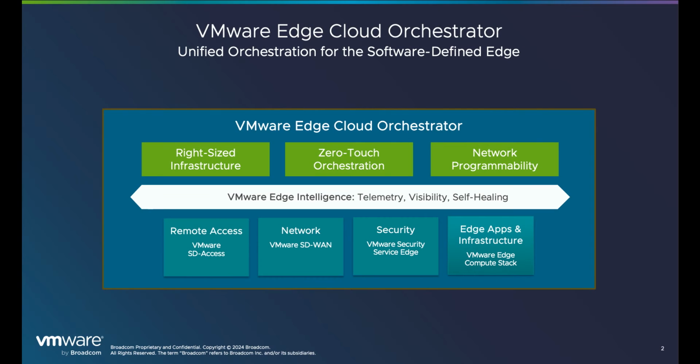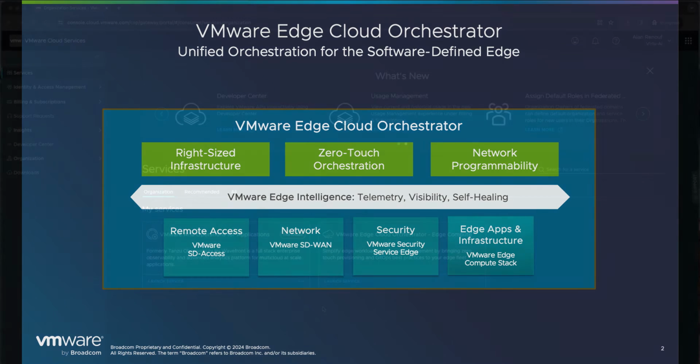VMware Edge Compute Stack is available through VMware Edge Cloud Orchestrator. This platform provides centralized monitoring, visibility, and cloud control to enable zero-touch deployment across distributed locations while delivering automatic business policy and firmware updates, link performance, and capacity measurements. Everything you will need for your edge locations.